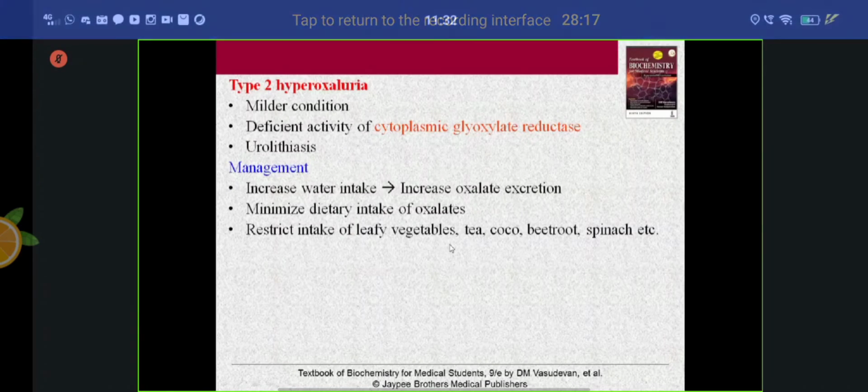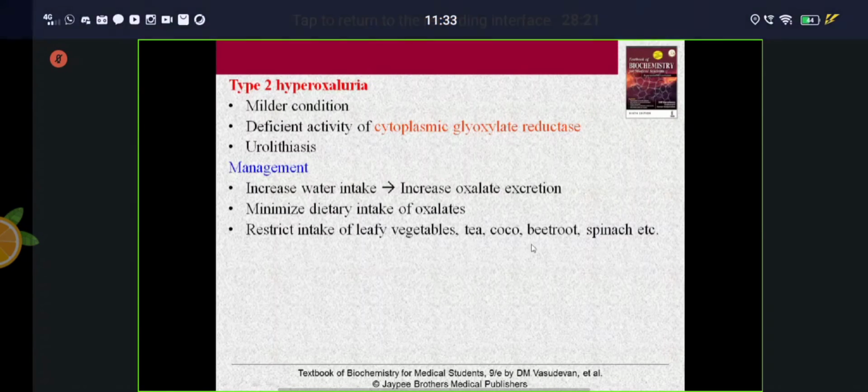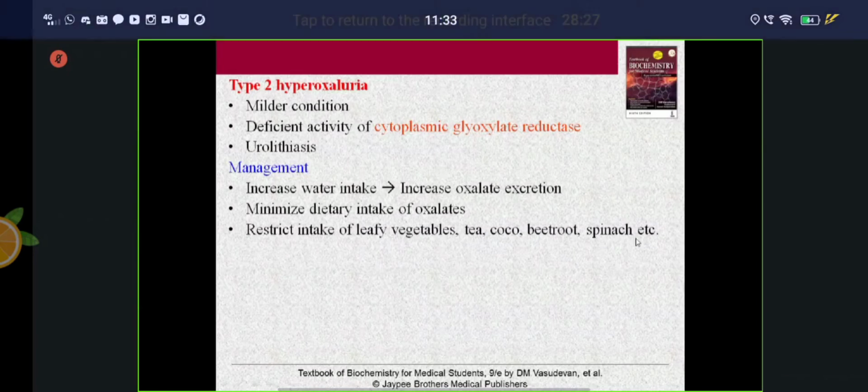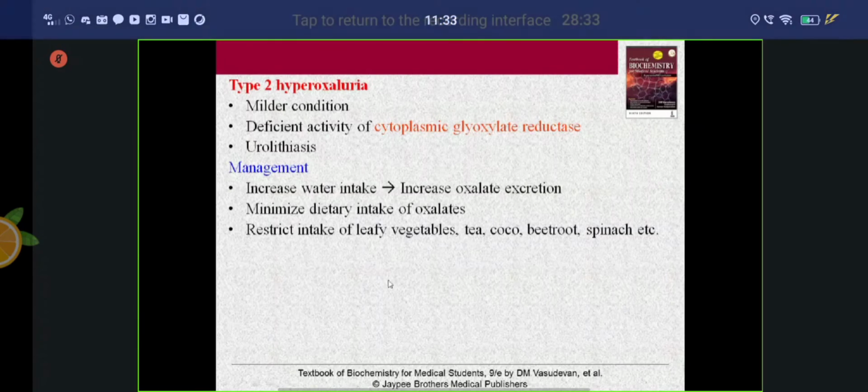No leafy vegetables in that particular person. Tea, cocoa. They're eating lots of chocolates. Beetroot and spinach. You know, spinach is a leafy vegetable containing a lot of oxalic acid. So please avoid these. Then the person will easily recover.